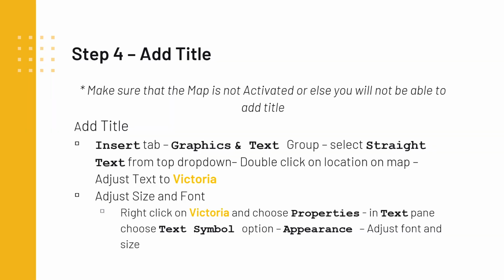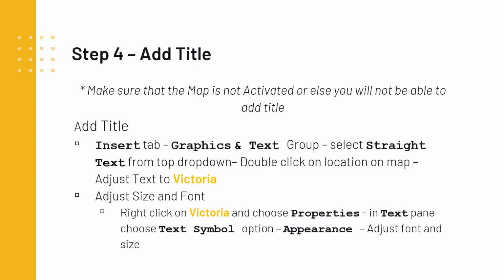Next, we're going to add the title. Remember, before you add any map element, the map frame cannot be activated. It must be turned off. So if your map frame is activated, turn it off by going to the Layout tab at the top and clicking the Close Layout button. To add the text, we're going to go to the Insert tab at the top of the screen. In the Graphics and Text group, you're going to select Straight Text.